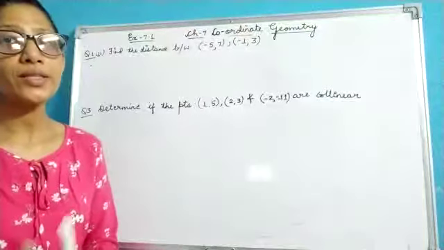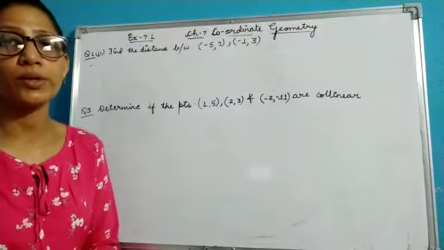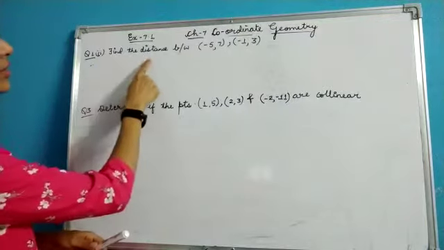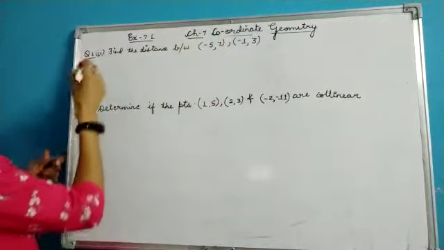Back, children. In this video we are going to solve questions of exercise 7.1. Let's see the first question. Here it is given, find the distance between these 2 points. So distance is to be calculated.